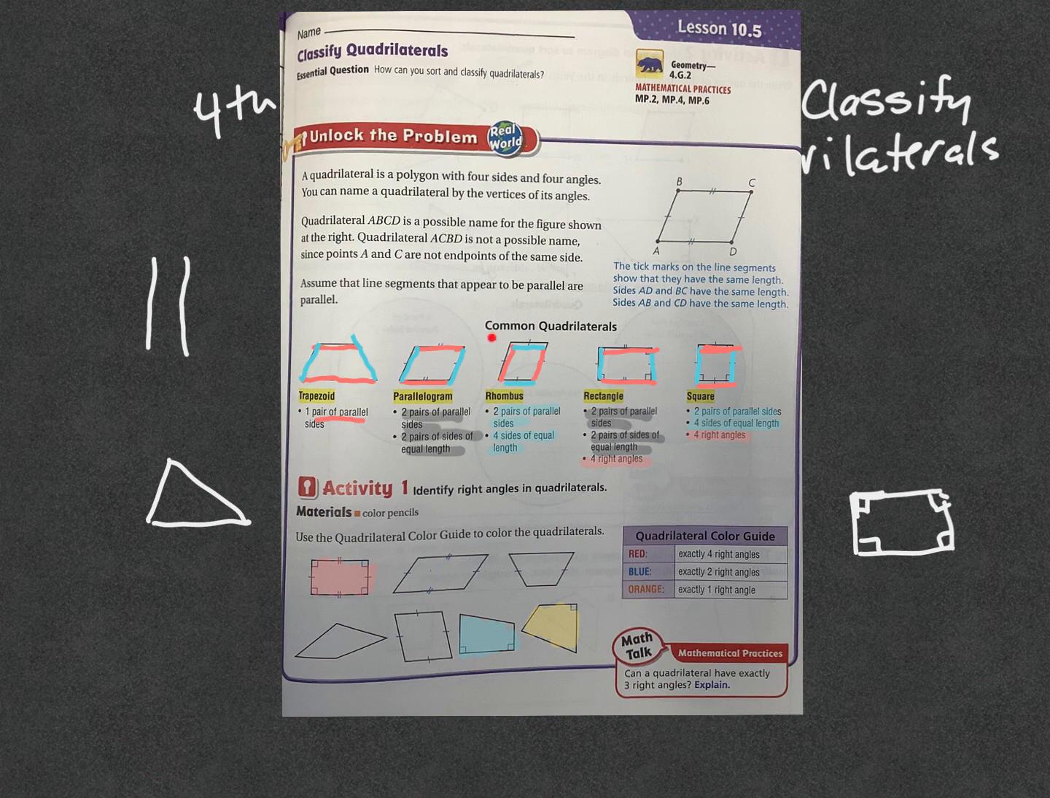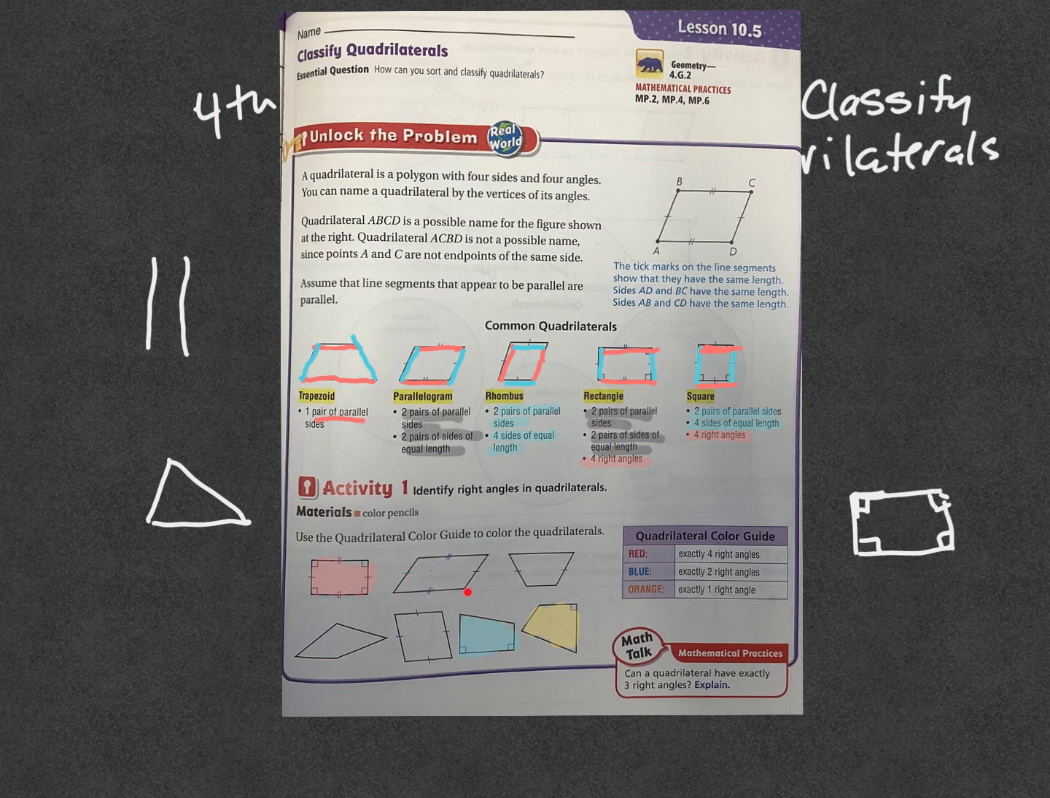So just for practice, let's use these definitions. 2 pairs of parallel sides, 1 pair, 2 pairs, equal, equal, equal, equal. The hash marks denote that. The 2 hash marks mean this one's equal to this one. And it has 4 right angles. It meets all of these qualifications. This one is a rectangle.